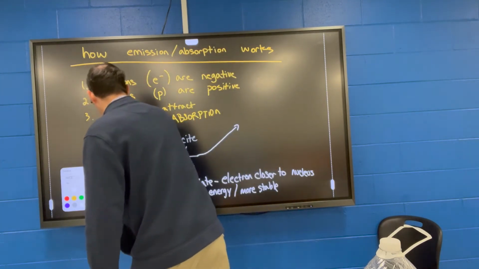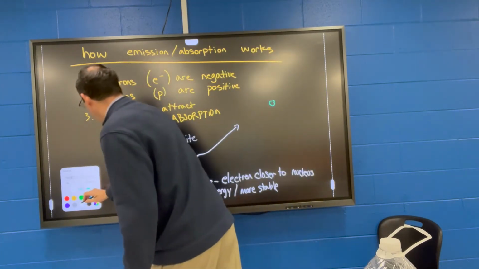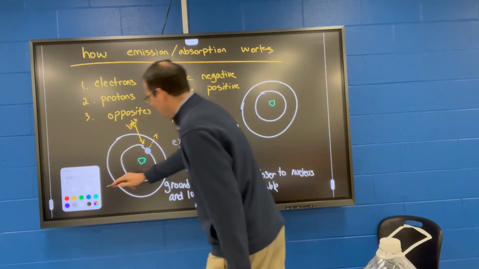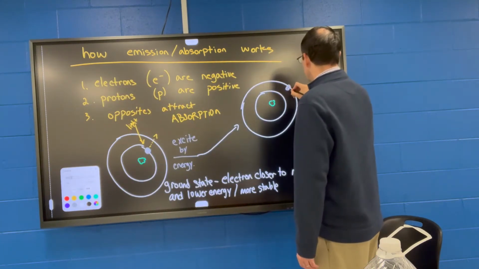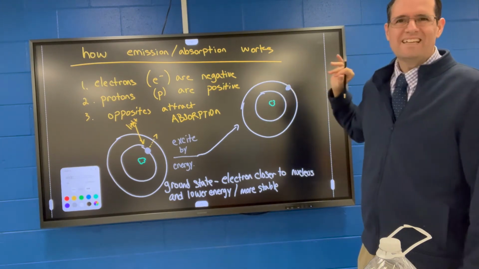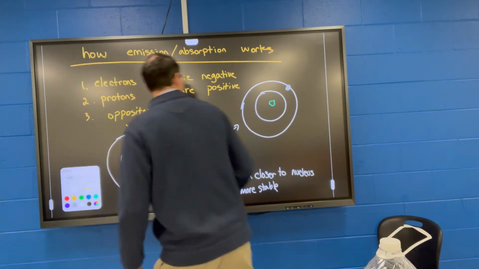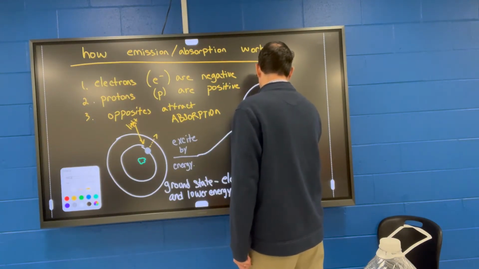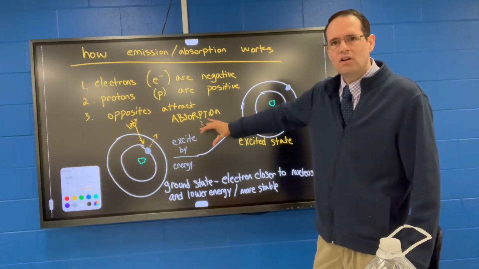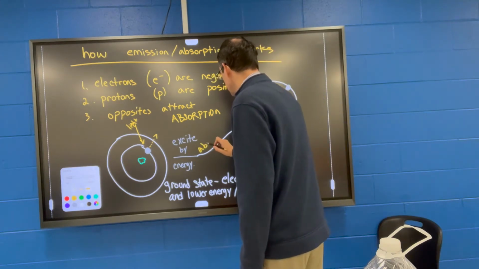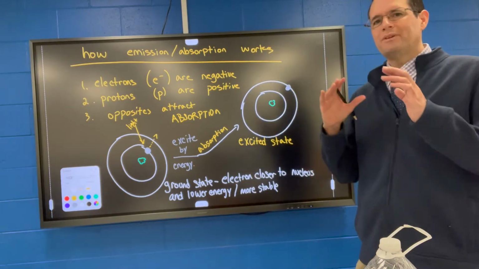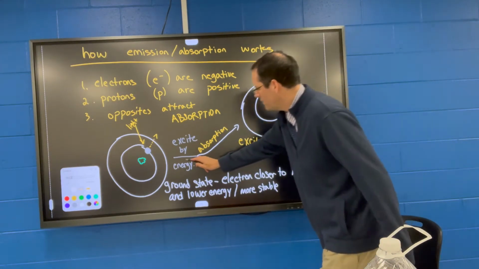And I'll fit it in up here. I'm going to draw my orbits here again. And I'm going to draw a little electron as a ball on the outer orbit, okay? And this right here is called an excited state. This process is called absorption. What exactly is the atom absorbing? It's absorbing energy.